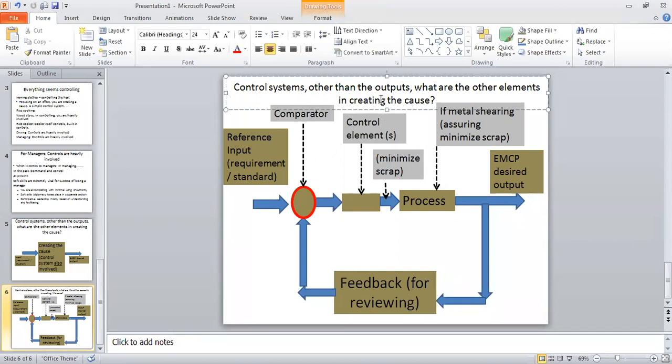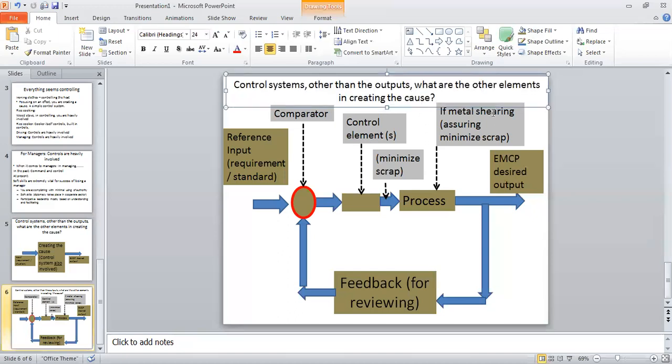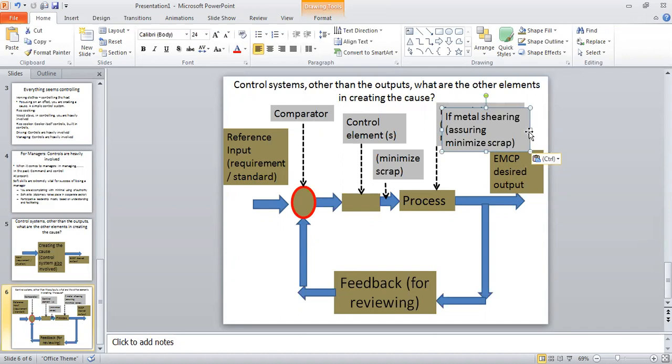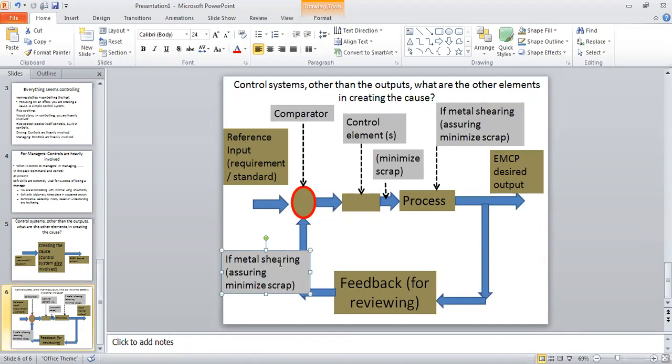Okay, so here the example is metal shearing. Metal shearing is just a process only. That's the process. So then EMCP control on the metal shearing process. So this is what we have seen then.